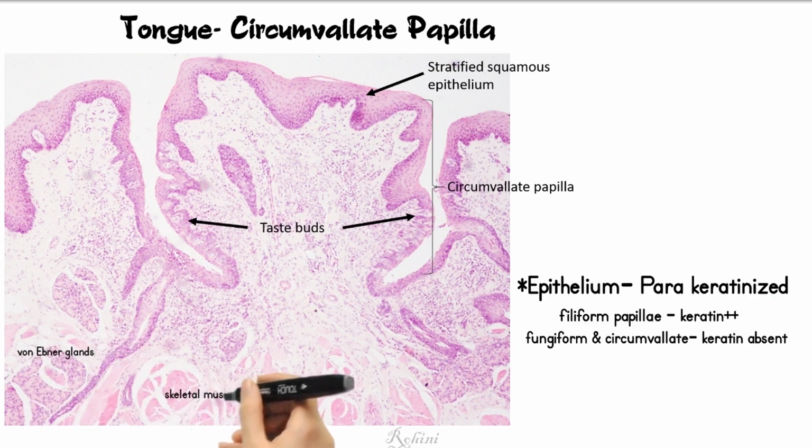Focused here is the circumvallate papillae with numerous taste buds located in the epithelium along the lateral surface of the papillae. We can also see the von Ebner glands and the skeletal muscles.